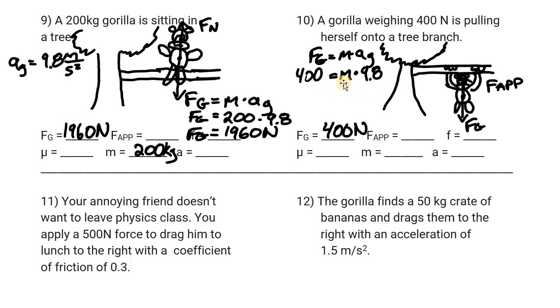to not account for direction twice. So if we're solving this out for mass, all we have to do is divide by 9.8 on both sides of the equation, and we'll have 400 divided by 9.8, which gives us 40.8 kilograms. And that's it for this problem.